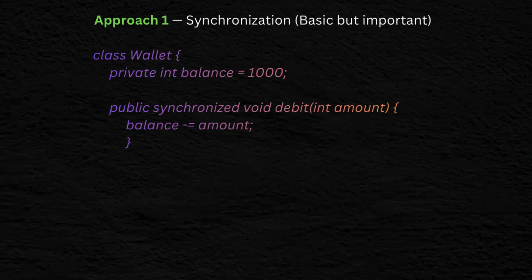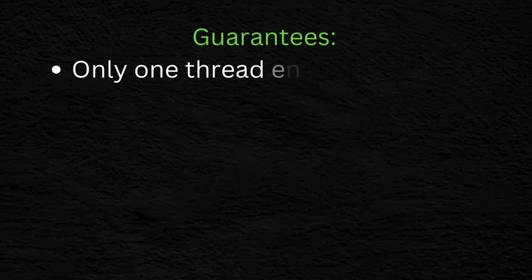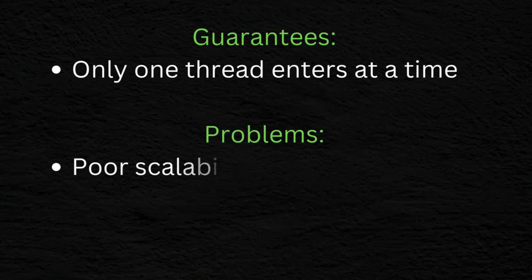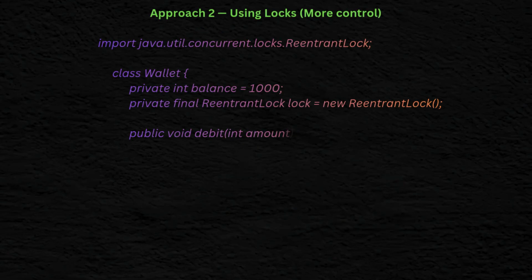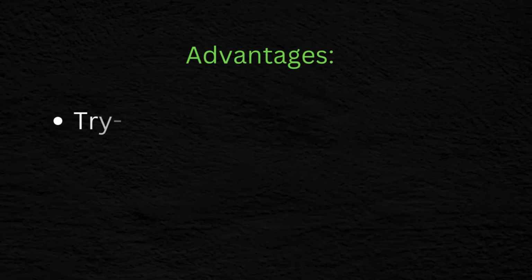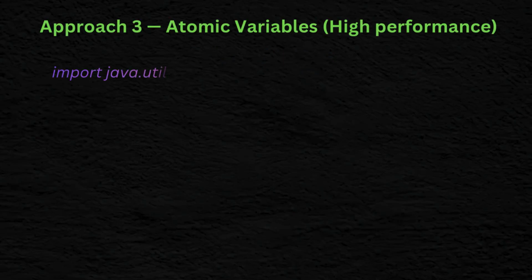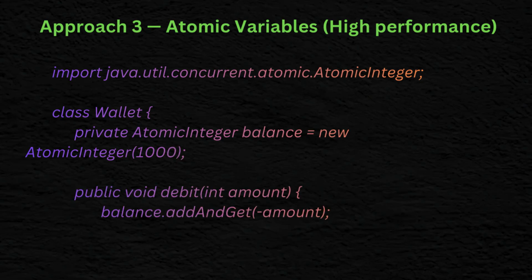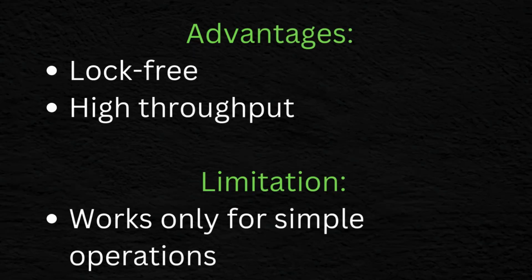Here is the synchronization approach. Using the synchronized keyword, only one thread can access the method at a time. It guarantees safe execution, but the problem is poor scalability. Threads get blocked, and performance becomes slow. Another approach is ReentrantLock, which gives more control compared to synchronized. It supports tryLock, timeouts, and fairness policies. Another approach is atomic variables, using AtomicInteger for lock-free operations. The pros are high performance, but it only works for simple operations.